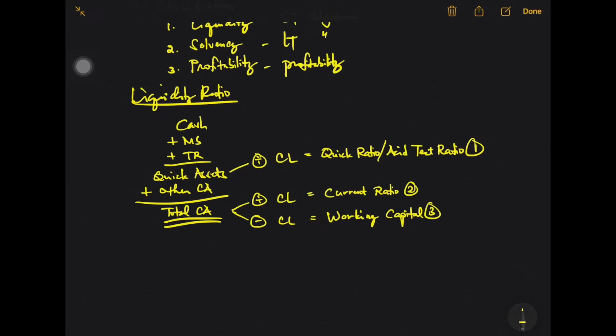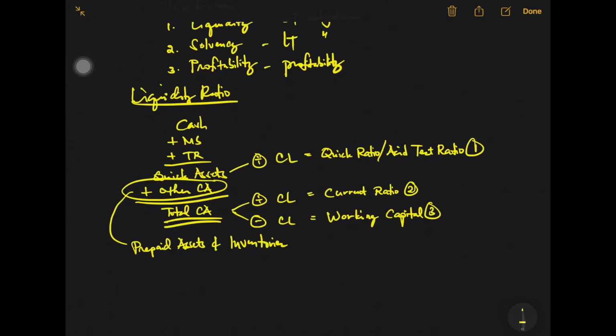So better than the working capital is your current ratio because you have the percentage and you can now compare. But the problem with current ratio is that since you are using all current assets, including current assets that are not quick, the other current assets here will include your prepaid assets. And of course, prepaid assets, you don't expect to be getting money from that, right? And then your inventory. Of course, for inventory, it will take a while before you can sell them.